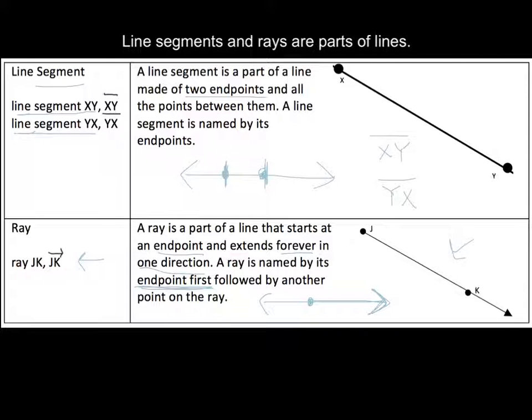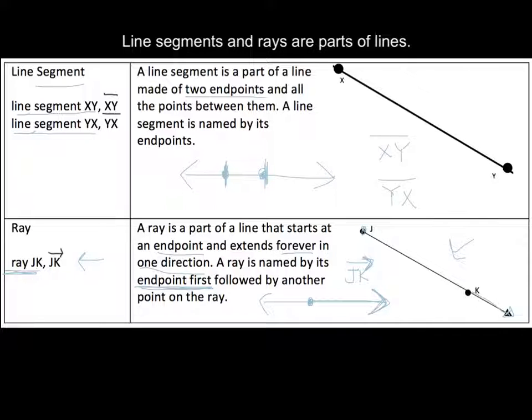A ray is named by its endpoint first, so that means J, its endpoint, has to always come first, and then K. So I could write this as ray JK. Now you can notice when I wrote this, my arrow is after the K, because that is where the arrow comes in our actual ray.